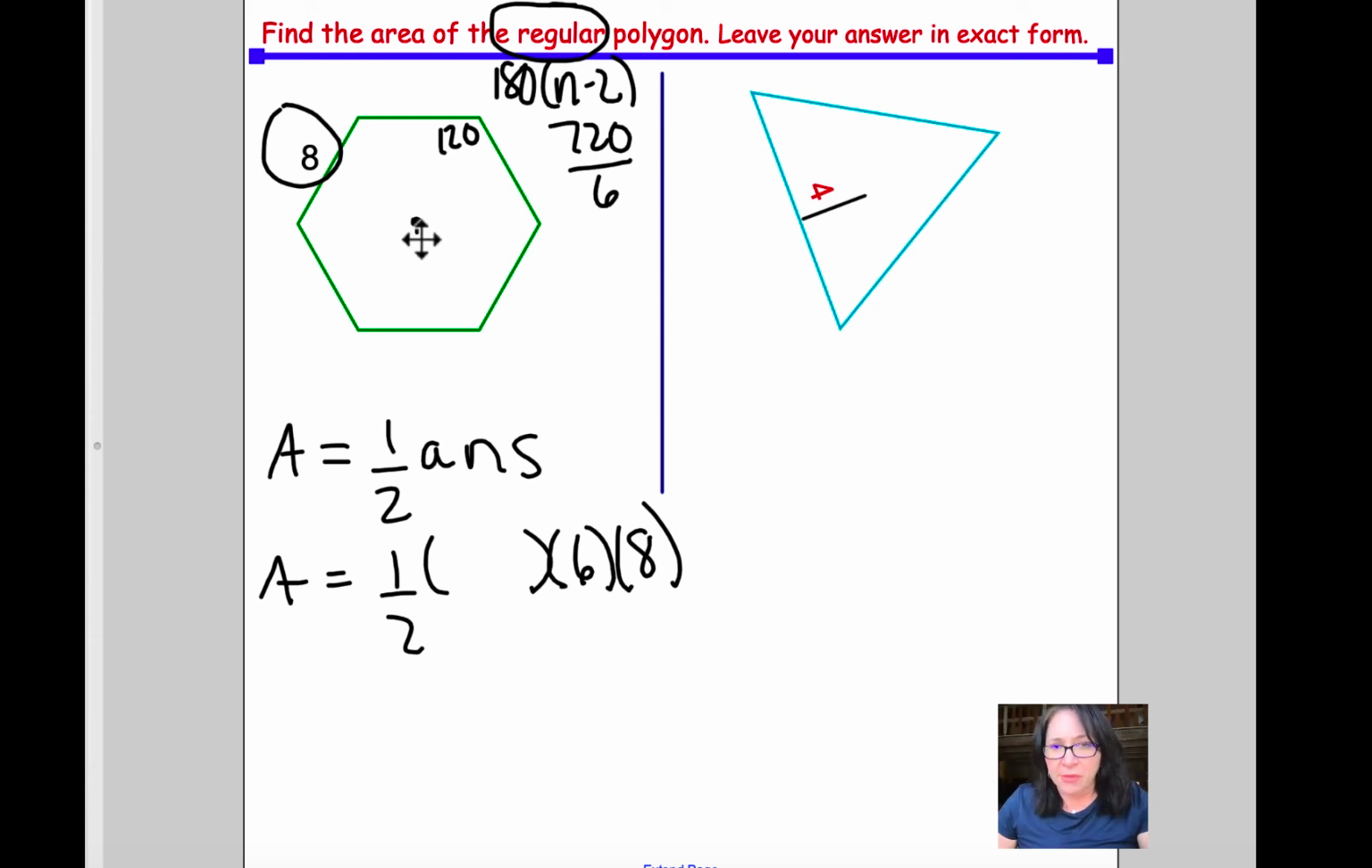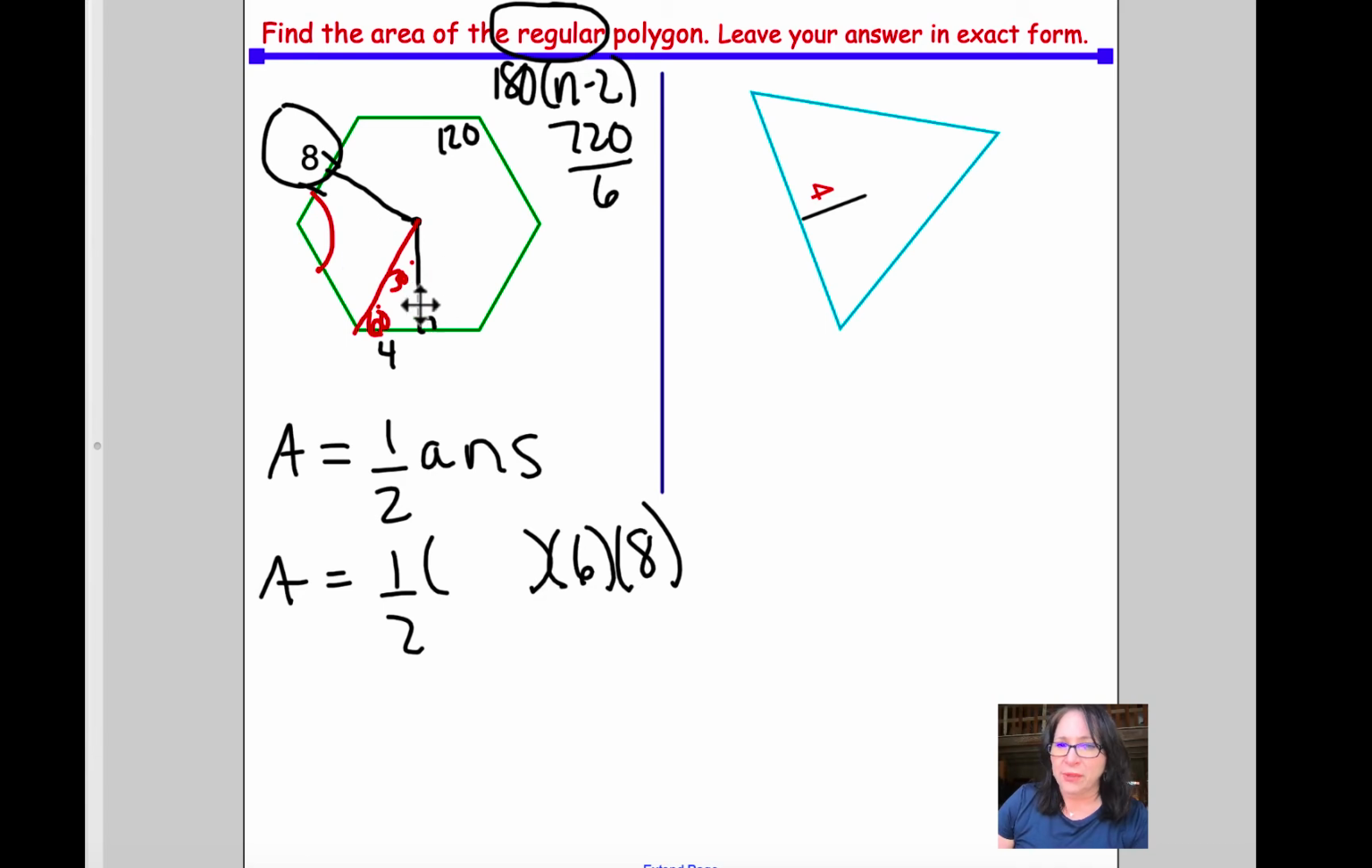Drawing in my apothem is going to drop this straight down. It's going to be perpendicular. By doing that here, that cuts the length of the side into 2 equal parts. So then this part here is now 4. By connecting my apothem to my vertex, that makes it a radius. And the 120 degrees, which was that whole angle there, now is actually 60. And then across from that would be the 30-degree angle, right? So across from the 30 degrees is 4.